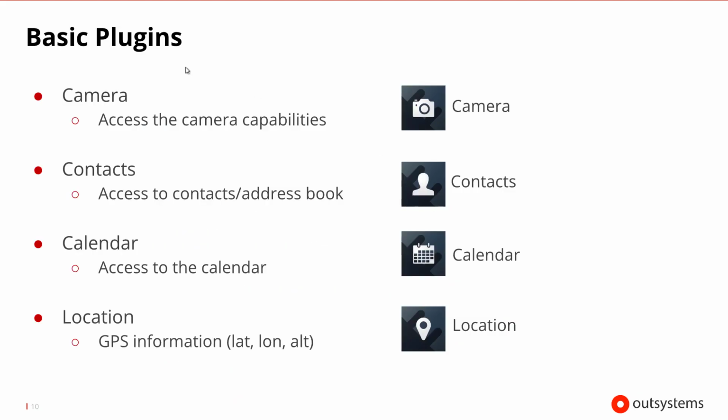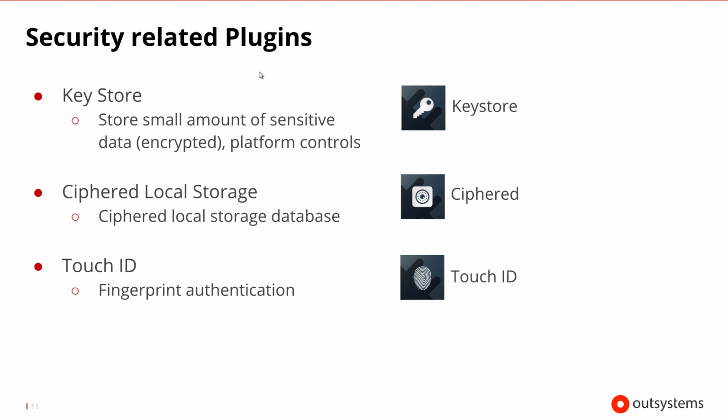Now there are lots of basic plugins, and we have the camera plugin to get access to the camera, contacts and a calendar, as well as the location plugin to get us information from GPS. And then there are a few security related plugins. So there's the key store plugin that will store small amounts of sensitive data in an encrypted way. There's ciphered local storage, which will encrypt all of local storage, which could create a bit of overhead, but make sure that all of your data locally is safe. And then you can also work with Touch ID. The Touch ID plugin allows you to do the fingerprint authentication.